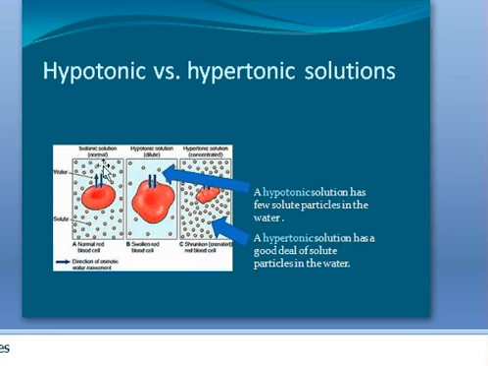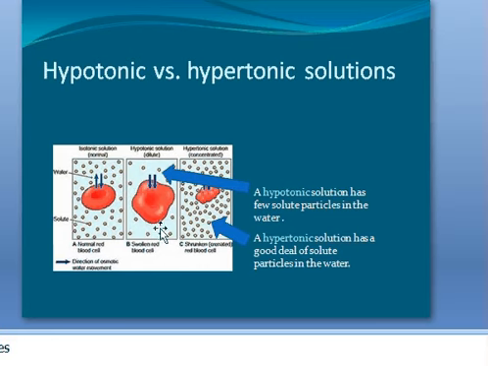So really in an isotonic solution, the amount of solute in the water outside around the cell is about the same concentration as in the cell. Iso means the same. Now hyper, meaning a lot of solute particles in the water. Hypo would be the opposite. So it would be very little solute particles dissolved in that water around the cell.